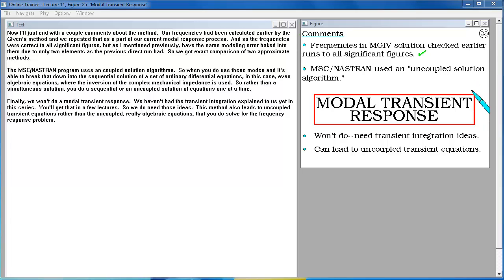Finally, we won't do a modal transient response. We haven't had the transient integration explained to us yet in this series. You'll get that in a few lectures. So we do need those ideas. This method also leads to uncoupled transient equations rather than the uncoupled really algebraic equations that you do solve for the frequency response problem.